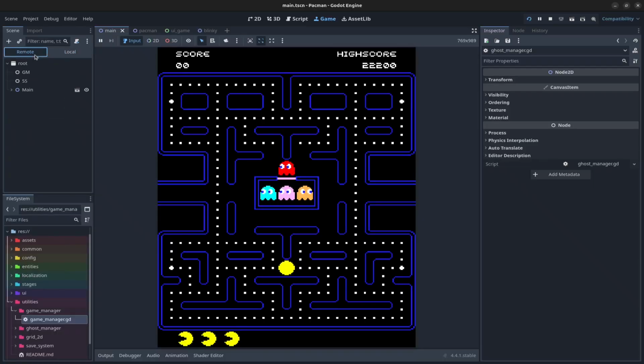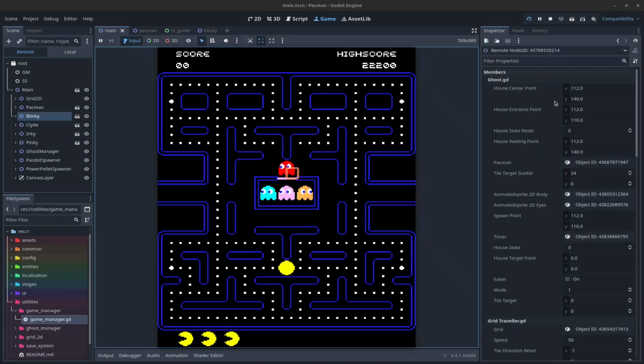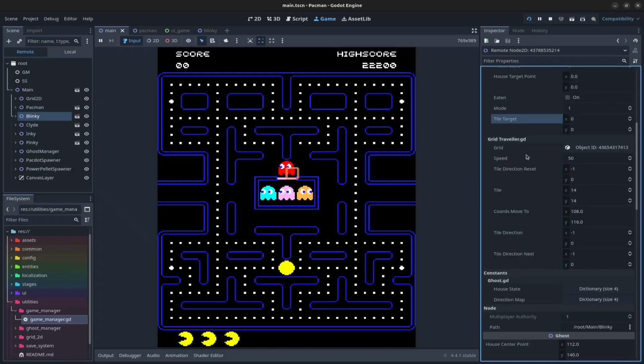If we run the game and inspect some of the ghosts here, you'll see that all ghosts have the same base script. We got properties exposed like house-related stuff, a reference to Pac-Man, tile target when scattering, the spawn point, a timer, if it has been eaten or not, the mode, and the current tile target. They also extend the Grid Traveler, just as Pac-Man, to walk around.